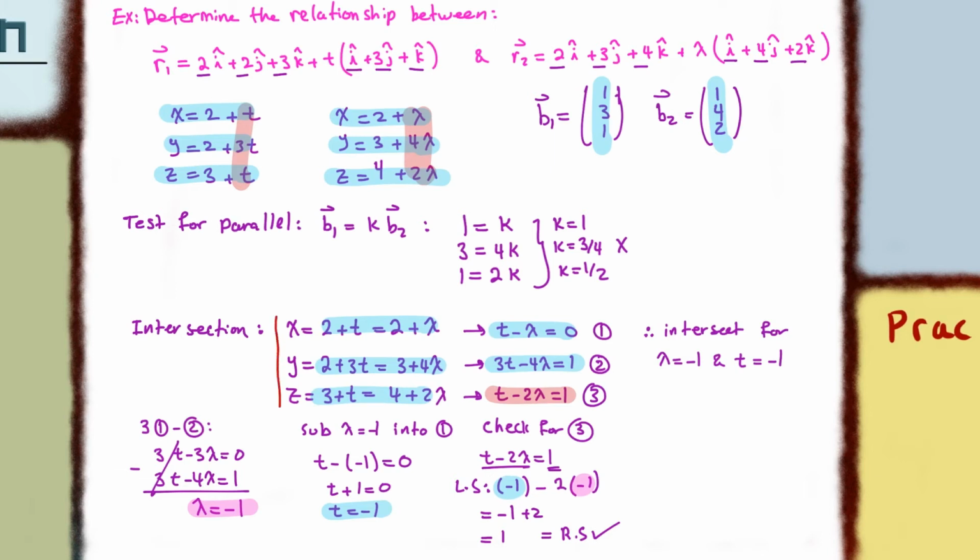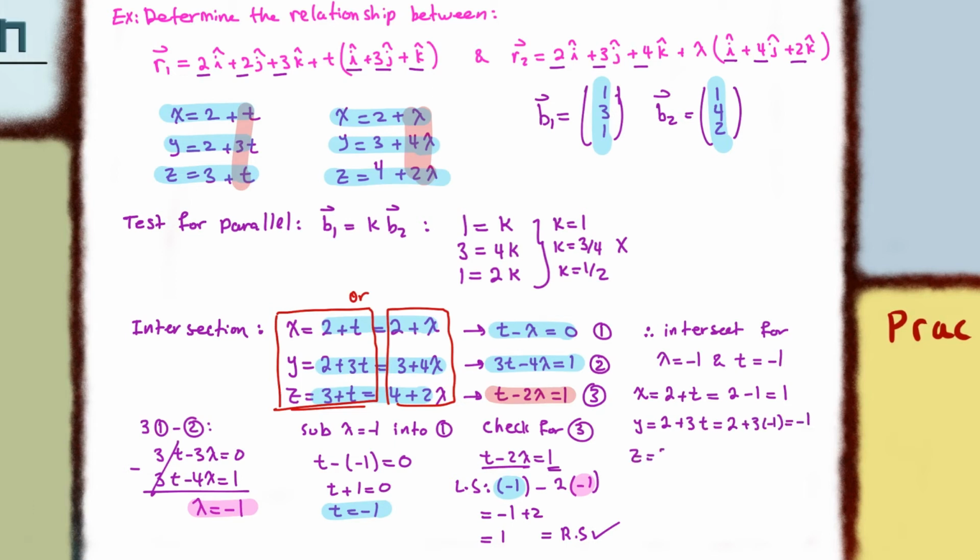Since we have the t value and the lambda value, we could use either the equation to the left or to the right to find our x, y, and z coordinates. Here in this example, we're using the t value and plugging it in. For x, x is equal to 2 plus t, or 2 plus negative 1, which will end up being 1. We can solve for x, y, and z and get our intersection point as coordinates of 1, negative 1, and 2.